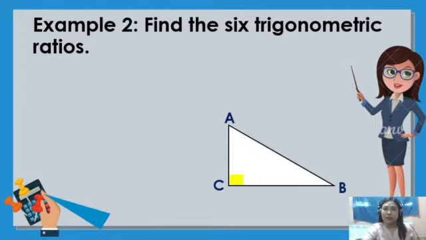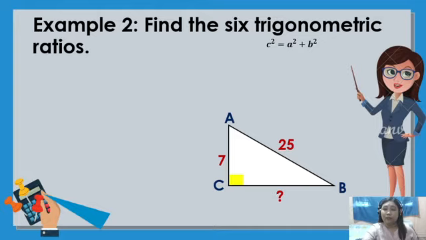Let's have another example. Side B is 7, side C is 25, and side A is unknown. Because one side of the right triangle is missing, we have to use the Pythagorean Theorem. So, we have here C squared is equal to A squared plus B squared. The measure of our side C is 25 and the measure of our side B is 7.